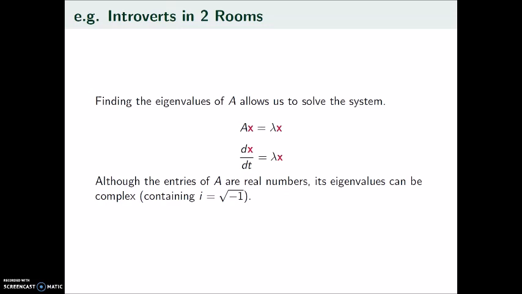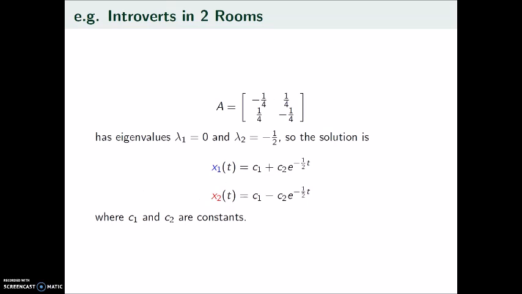Whereas even a real valued matrix can have eigenvalues that are complex. Complex eigenvalues have a component of the square root of -1. So for example, 1 plus i, or 1 plus the square root of -1, is a complex number. And this will become relevant later. So back to our specific matrix, it has eigenvalues 0 and -1/2.